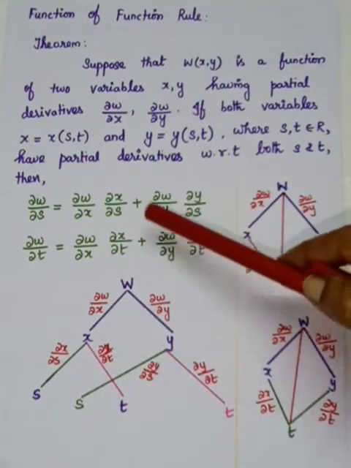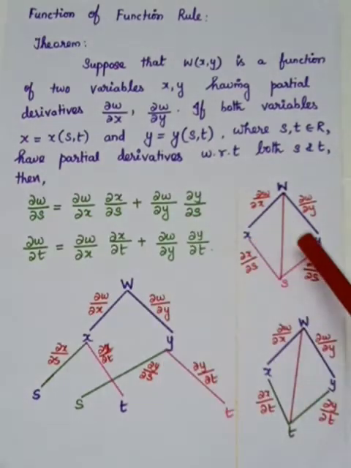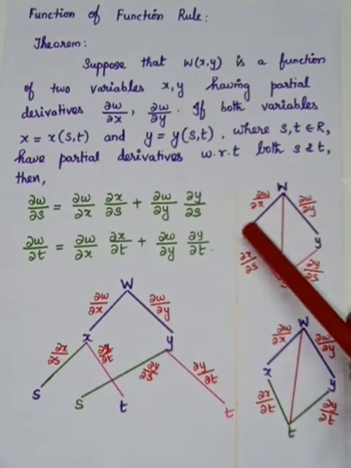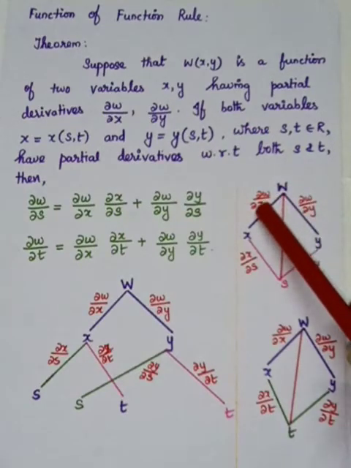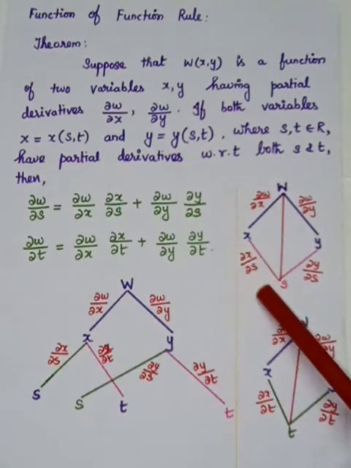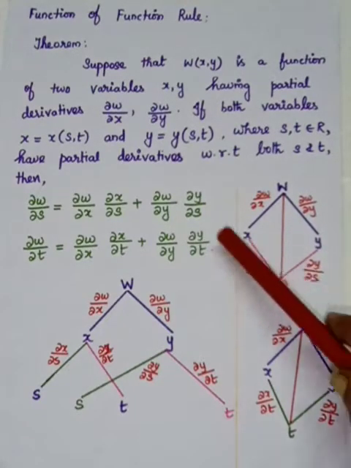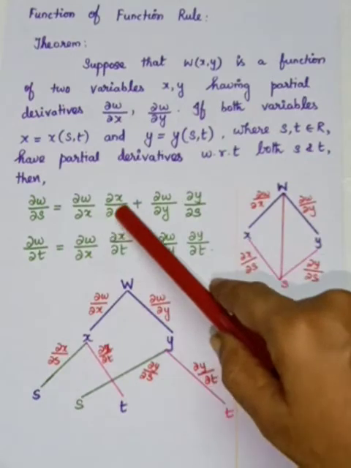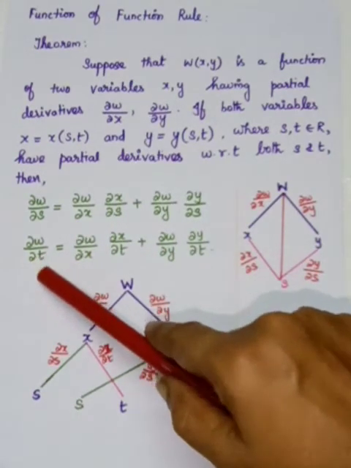So here you have two formulas. First, dou w by dou s. You see that separately, this diagram I have written only for s. W is a function of x and y, and x and y are functions of s. So you can write dou w by dou x into dou x by dou s plus dou w by dou y into dou y by dou s. Only s is involved.